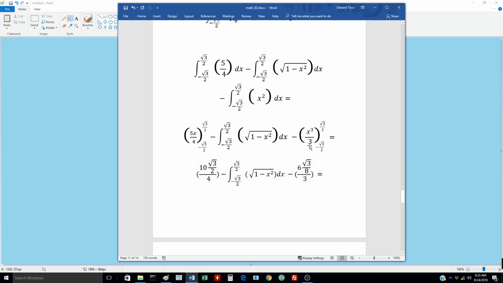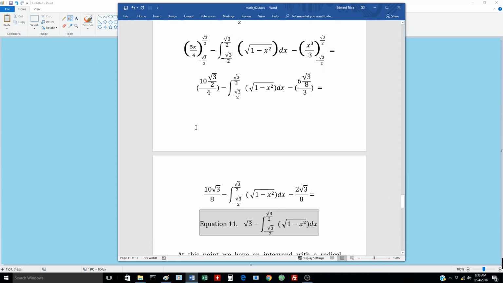Same thing when you have the x cubed over 3 piece that you're going to be working on. Square root of 3 over 2 cubed, square root of 3 over 2 times square root of 3 over 2 times square root of 3 over 2. That's just 3/4 square root of 3 over 2, which is where this number comes from over here. 6 square root of 3 over 8 over 3. We're going to leave this middle integration untouched for the time, and we're just going to simplify this. Obviously, you get 10 square root of 3 over 8 minus 2 square root of 3 over 8, which leaves you with 8 square root of 3 over 8, which is just the square root of 3.